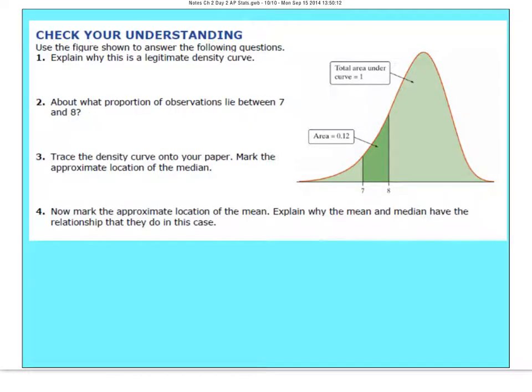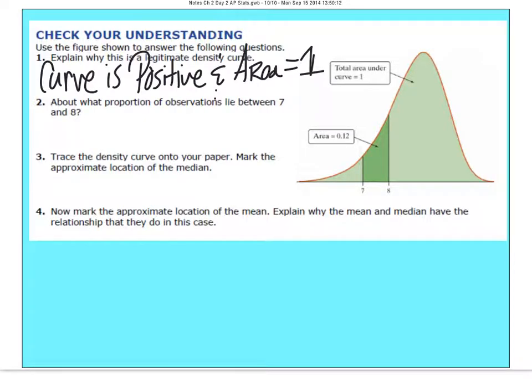So right here in this example, we have a density curve. It's a very smooth curve. This green area in here is the area under the curve. It totals 1, and it goes up into the axis here. First question, explain why this is a legitimate density curve. Now, the thing that makes this a density curve is that the curve is positive, so it's above the axis, and the area equals 1. So that's very important that we have the complete area of this curve.